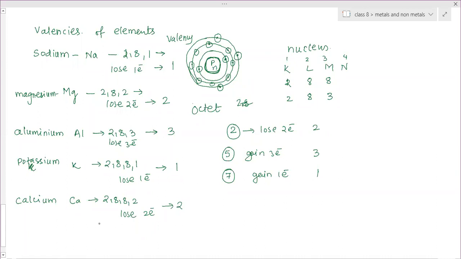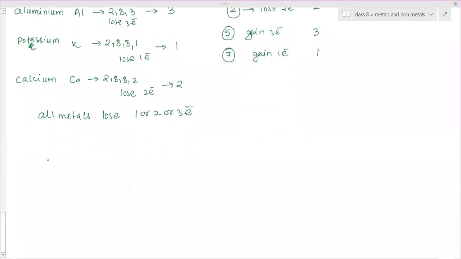Now metals generally lose, all metals lose 1 or 2 or 3 electrons. Not more than 3. They cannot lose more than 3, because it needs a large amount of energy that any atom cannot bear. So either they will lose 1, 2 or 3, or they will gain 1, 2 or 3. For such elements, their valencies are 1, 2 or 3 only. Okay. Metals.